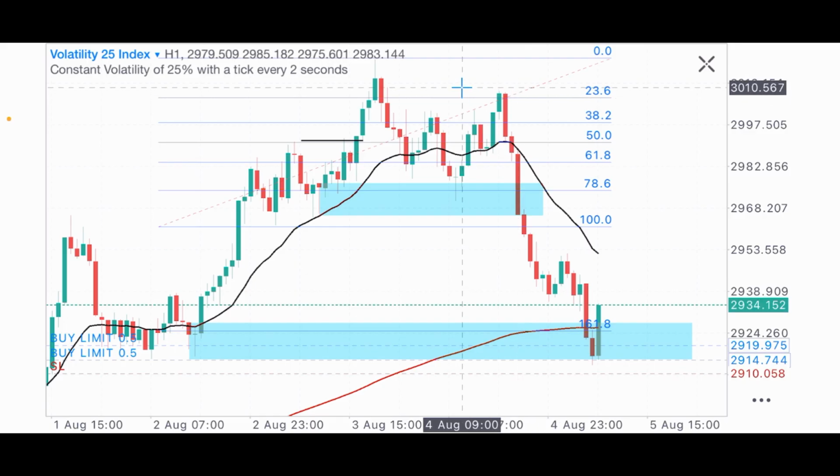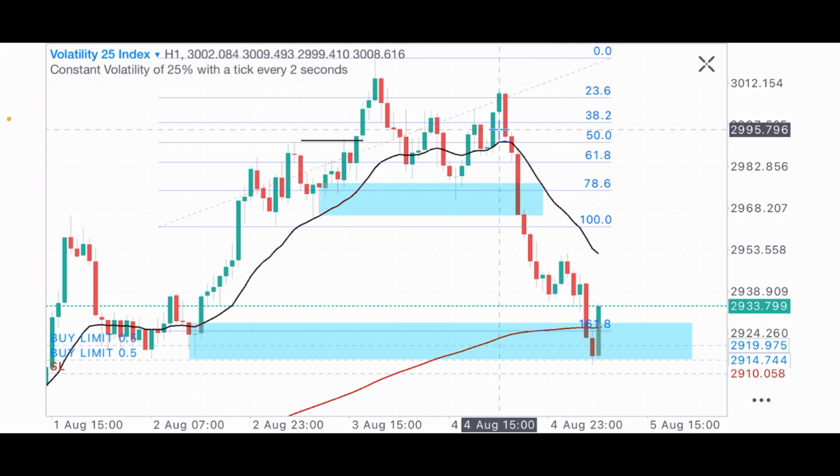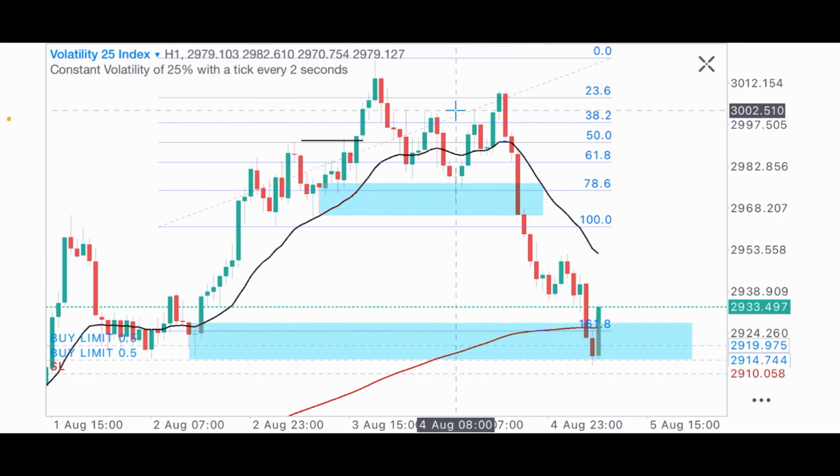So you can see why we entered the trade. You buy at level 78.6, stop loss below the zone, and TP at 23.6. This is how I enter a trade, and the risk reward ratio is, I think, 1:3. I like losing $5 to make $15, and you can see it went well.